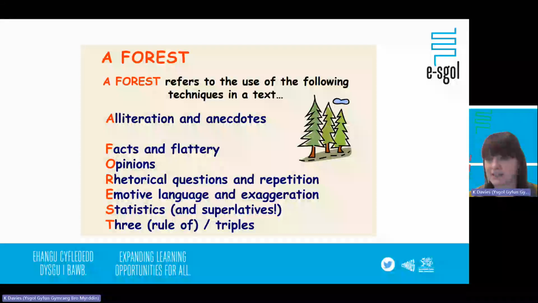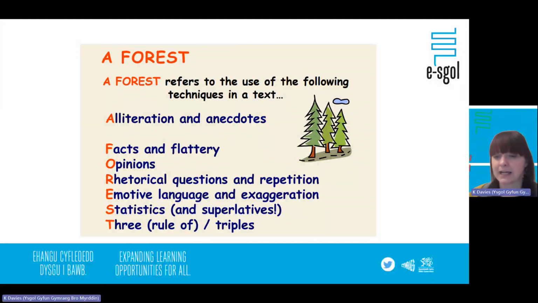Exaggeration then, so hyperbolic statements where you go over the top. Often this could link to emotion as well. Use of statistics, so again, the idea of facts, figures. You could even bring in quotations from maybe specialists in specific fields. And then superlatives, again, where you're going over the top. Then you've got the rule of 3 or tripling as well.